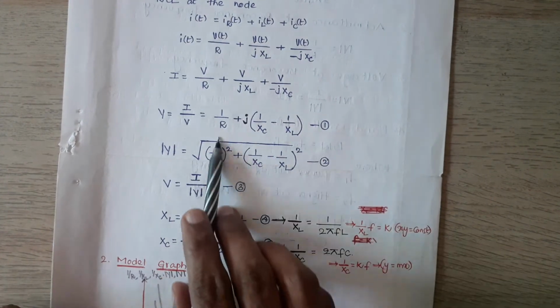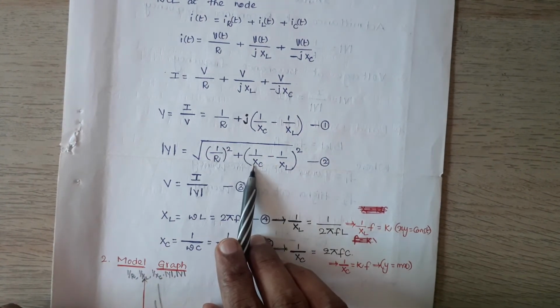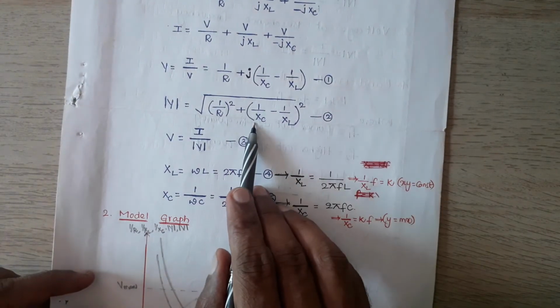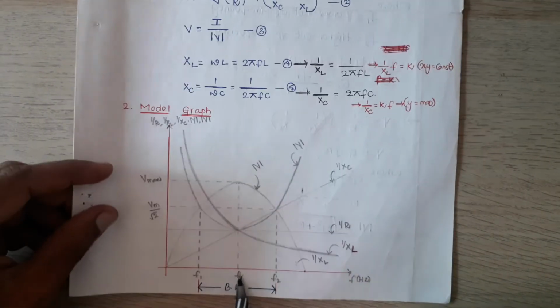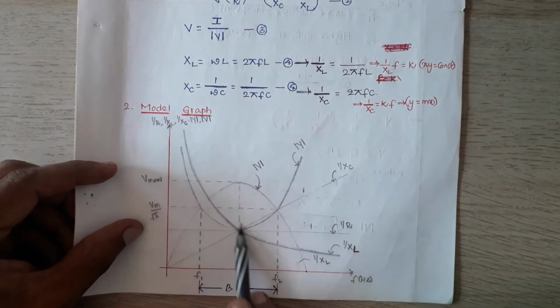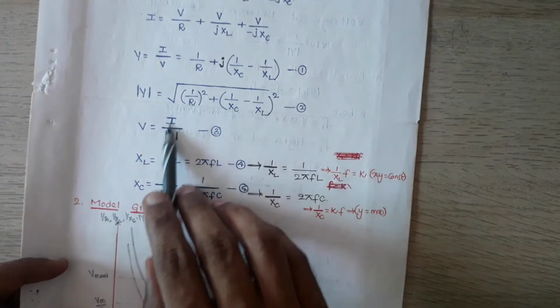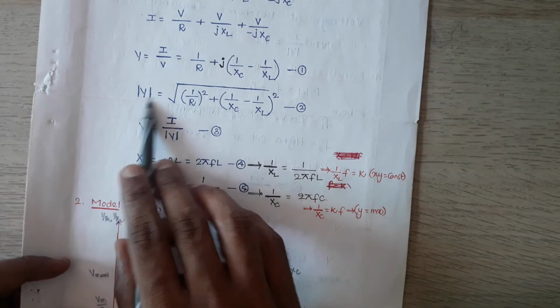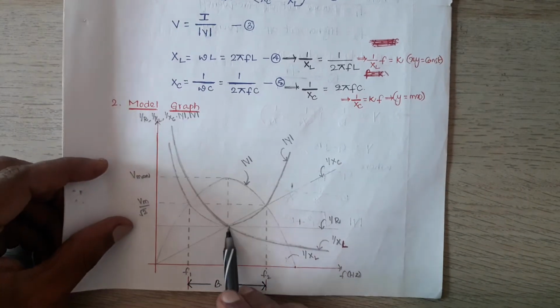Mod Y equals root over 1 by R square plus (1 by XC minus 1 by XL) whole square. So after resonance, 1 by XC equals 1 by XL. So at resonance frequency, 1 by XL equals 1 by XC, so this term becomes 0. So root over 1 by R square, the root and square get cancelled. So mod Y equals 1 by R at resonance frequency.